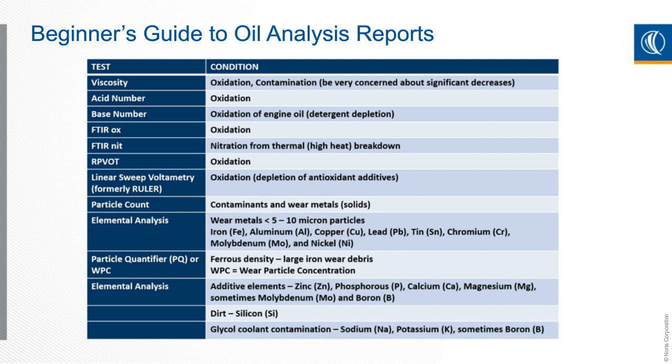Base number, if you're going to be doing any kind of testing on an engine, let's say, base number is going to be important to test to determine what the detergent depletion levels are. As detergent gets used up, your base number is going to start to change, and that'll help you determine whether or not you need to change your oil. FTIR can indicate several things such as oxidation, nitration, and all these other things, and it's all very important to determine whether or not something is changing in your oil analysis.